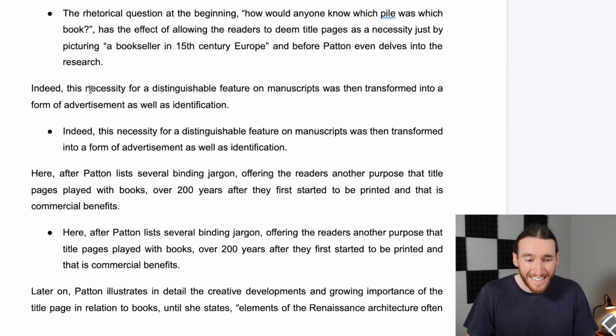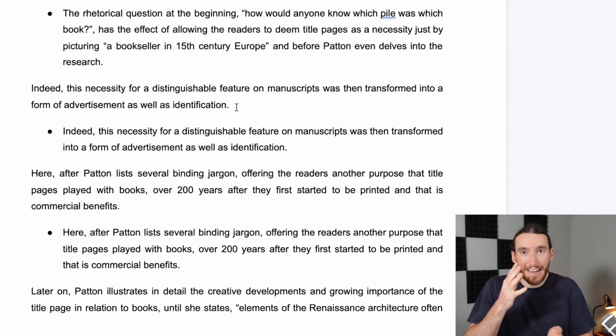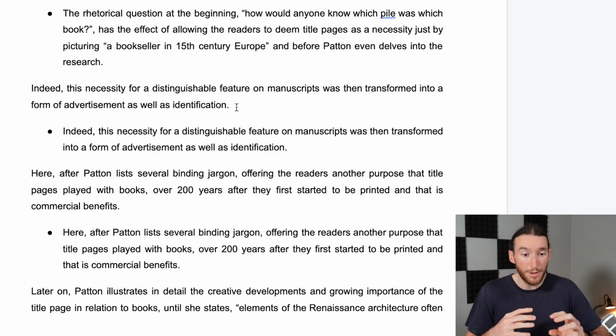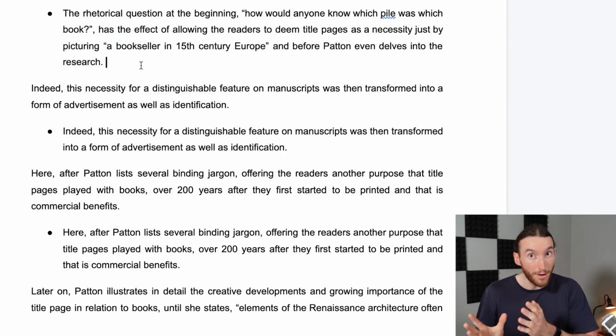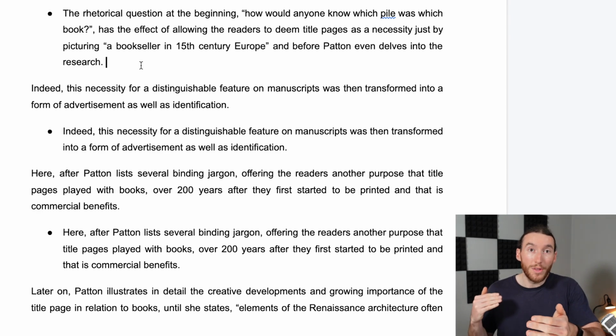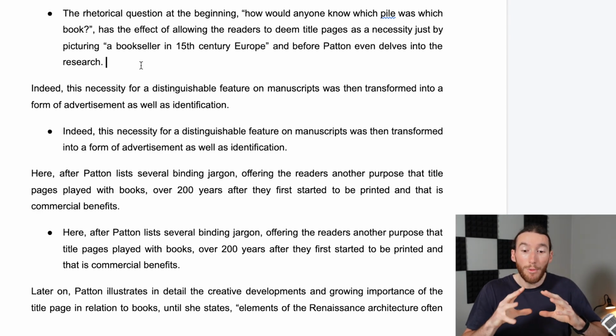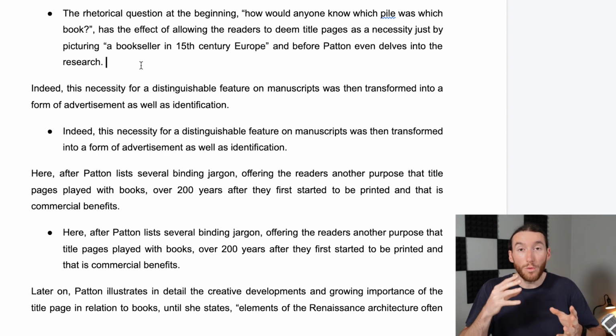Okay, so indeed this necessity for a distinguishable feature was then transformed into a form of advertisement as well as identification. This is like another topic sentence, and this is exactly why structure B may have been useful. So structure B for this student would have been useful because they could have done one more piece of evidence to further this point here, as long as it was slightly different. And then you could have gone into the next body paragraph where you said, however, the relationship evolved into one of advertisement rather than identification.